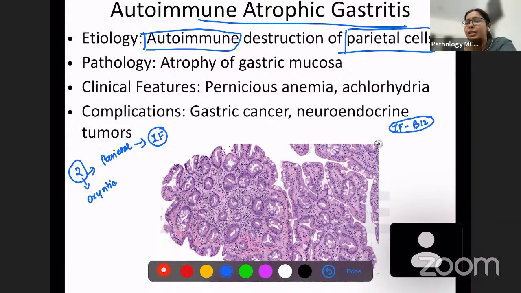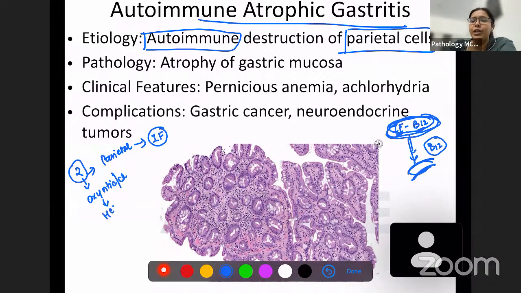Intrinsic factor binds to B12 until it goes to the ileum for absorption. Usually we know that B12 is absorbed in the ileum. So when intrinsic factor binds to B12, this complex alone goes and gets absorbed in the ileum. B12 alone will not be able to get absorbed, so intrinsic factor plays a very important role in B12 absorption. What is the function of oxyntic cells or chief cells? It is to produce hydrochloric acid.